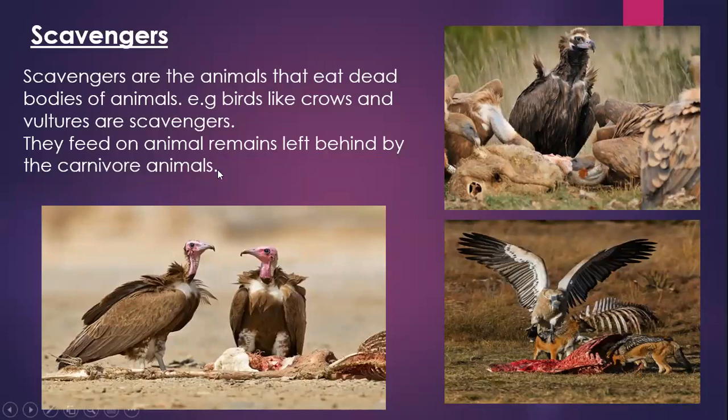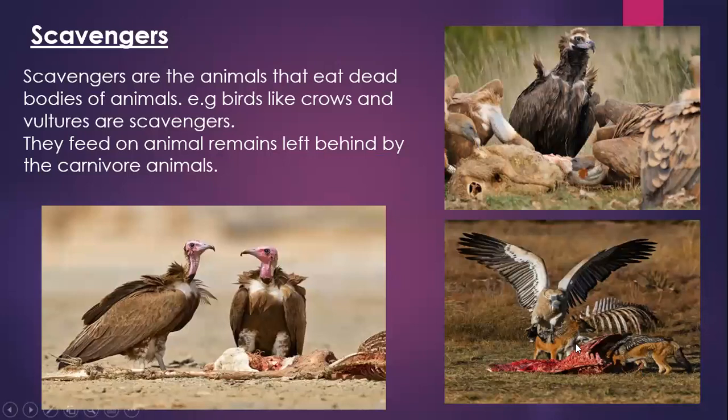This means, as you know, the carnivorous animals hunt the prey, and when they finish eating, they leave the remains of these animals on the ground and leave that place. After that, different types of scavengers like vultures or crows come and eat these remaining parts.